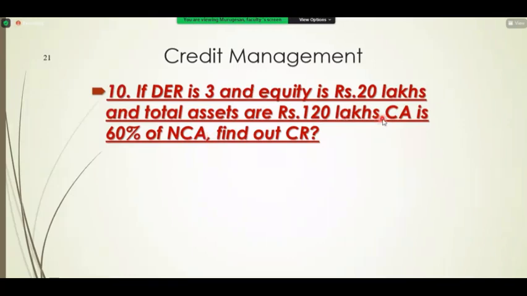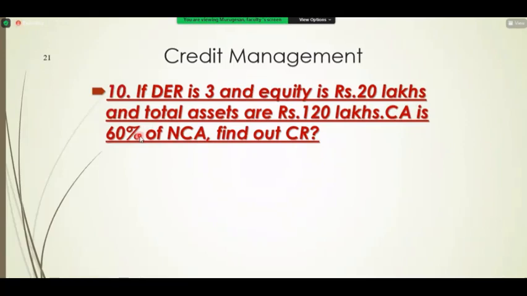How much CA? CA is 60% of NCA. You assume NCA, note down the next step. Assume NCA is 100 rupees, 100%, then CA will be 60%. 60% of what? NCA. So the total assets will be 160%, or you convert to a ratio, that is better. NCA is 100%, CA is 60%. Agreed, Abbas?